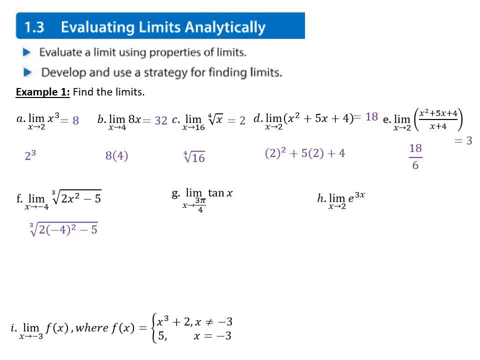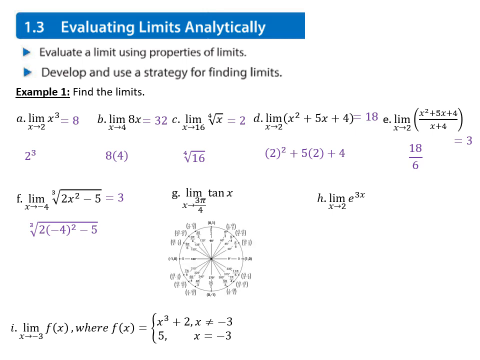Here we're plugging in negative 4. 2 times negative 4 squared. Negative 4 squared happens to be 16, times 2 is 32. 32 minus 5 is 27. Cube root of that is 3.